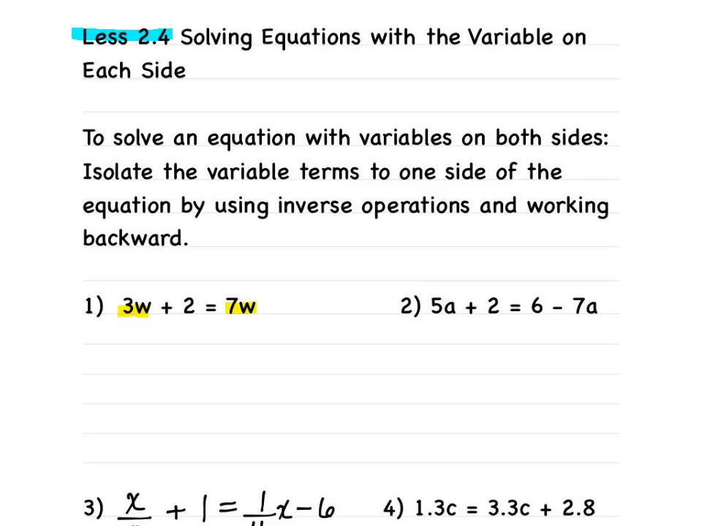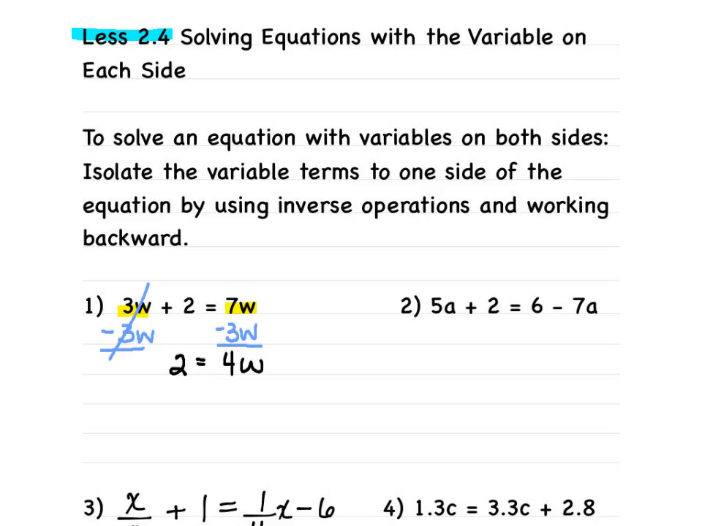So let's go ahead and do that. Because 3w is a positive term, we're going to subtract it, and that will remove it from that side of the equation. So 3w minus 3w cancel each other out, equals 0. Bring down the positive 2 equals, and 7w minus 3w is 4w. Okay, now we have a simple one-step equation.